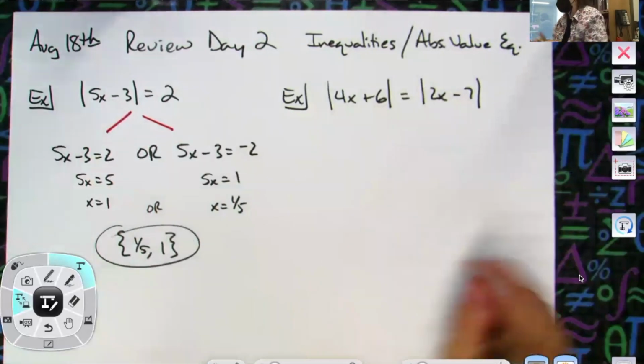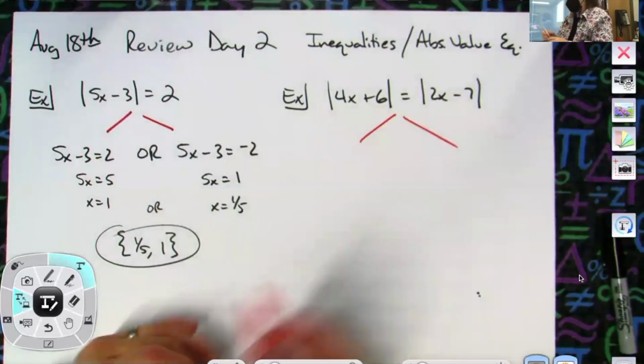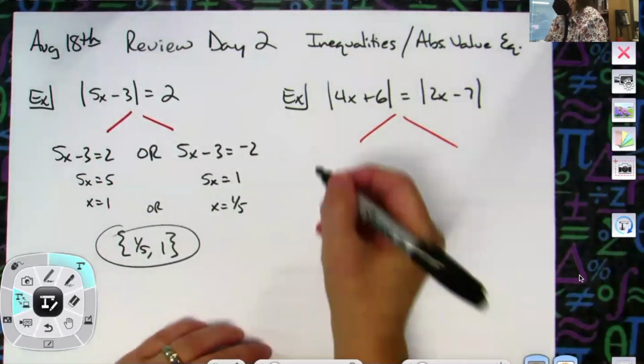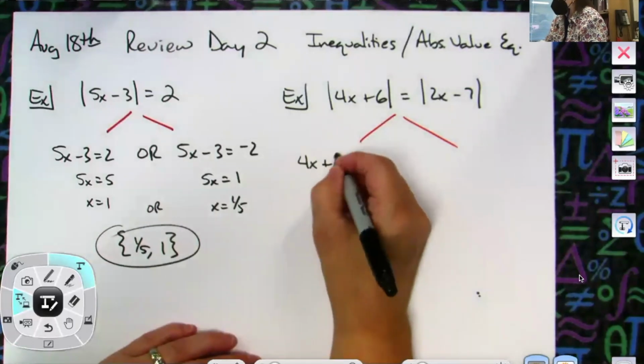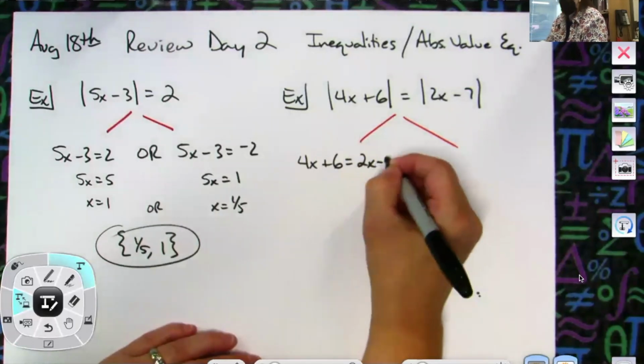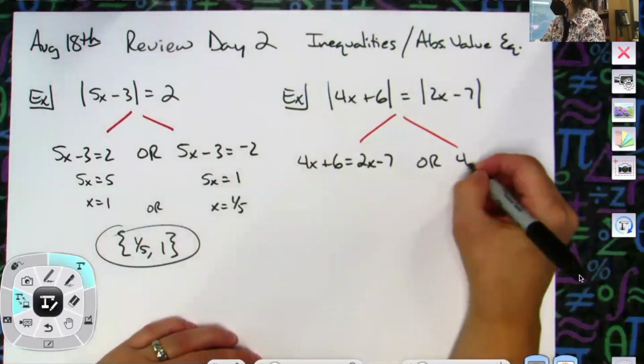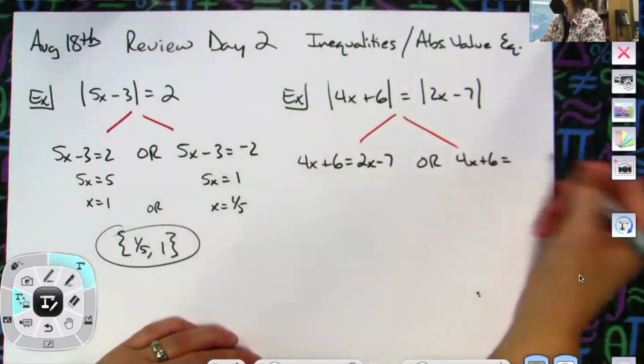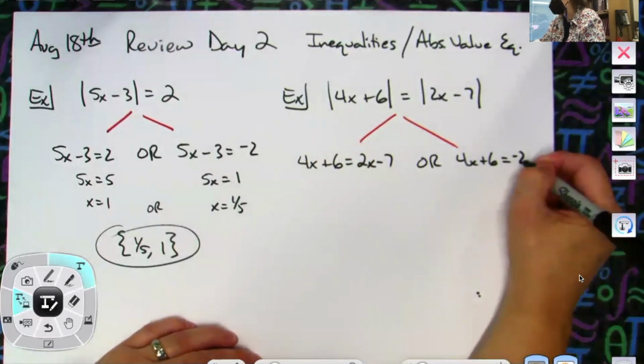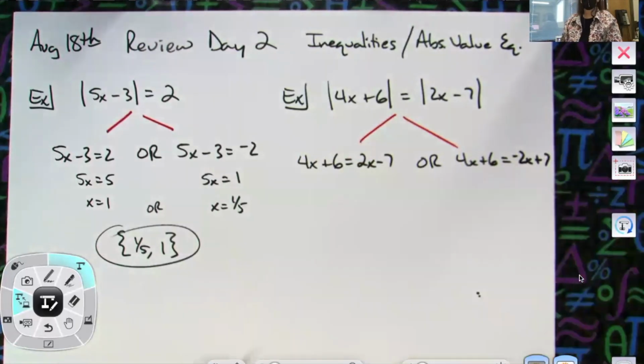So let's show our 2 equations. All right, so 4x plus 6 equals 2x minus 7. All right, again, 4x plus 6 equals, now go through and change all the signs, negative 2x plus 7. All right, now those are simple equations.